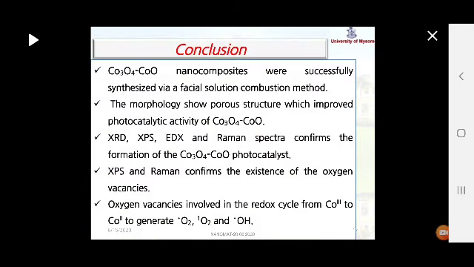We conclude our work: our composite has been successfully synthesized by the solution combustion method. The morphology shows a porous structure, which improves the photocatalytic activity. The characterizations confirm the formation of the composite, and XPS and Raman confirm the existing oxygen vacancies. Also, the oxygen vacancies are involved in the redox cycle from cobalt ion 3 to cobalt ion 2 to generate superoxide radical, singlet oxygen, and hydroxyl radical.